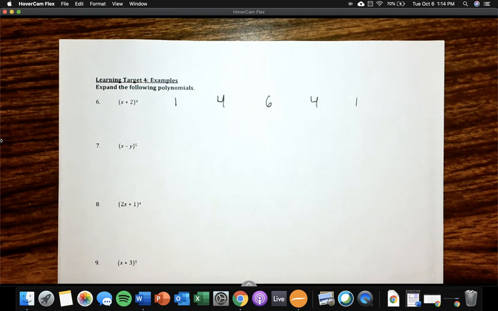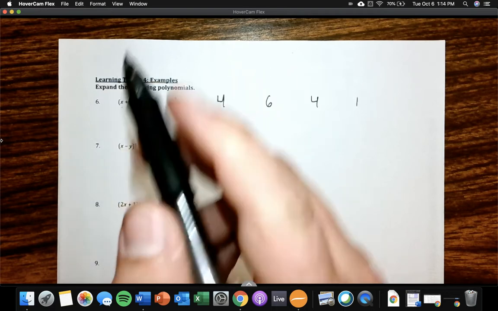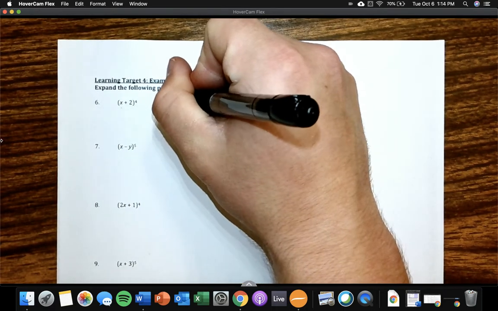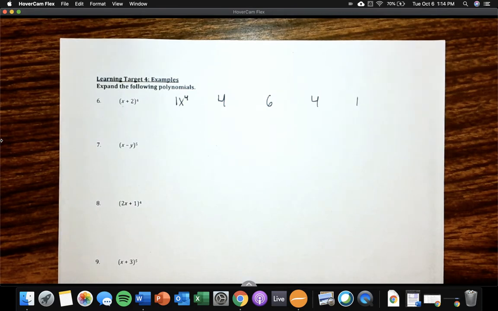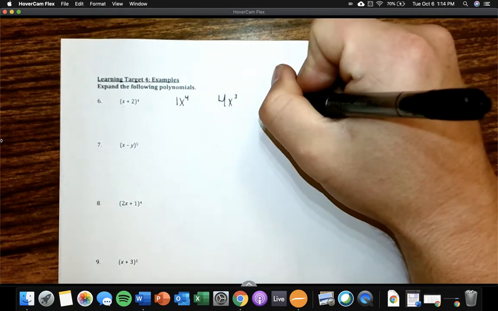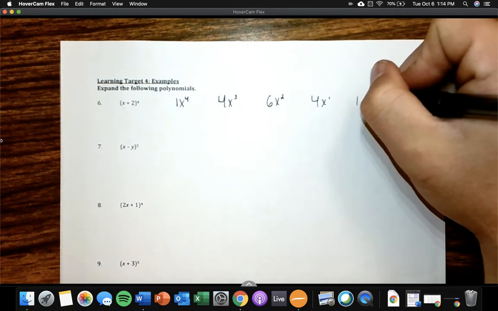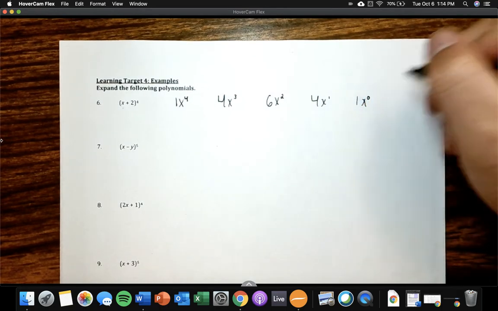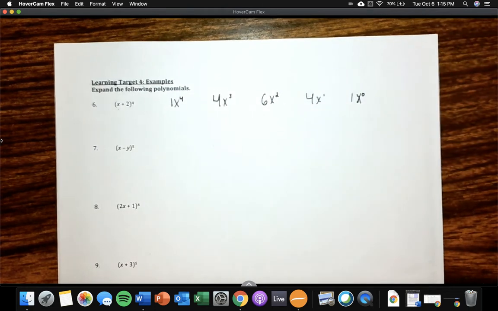All right, and then we know from the last thing we noticed, our a term, which is going to be x, is going to start with x to the 4th power, and it's going to descend from 4 to 0. So this is going to be x cubed, this is going to be x squared, this is going to be x to the 1st power, and we'll even write in x to the 0 power.